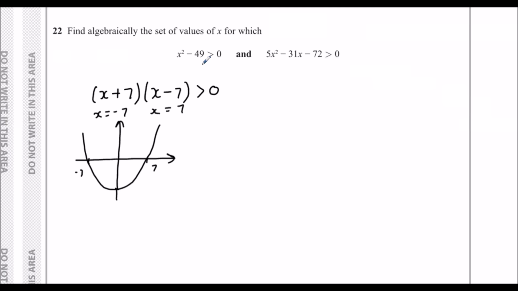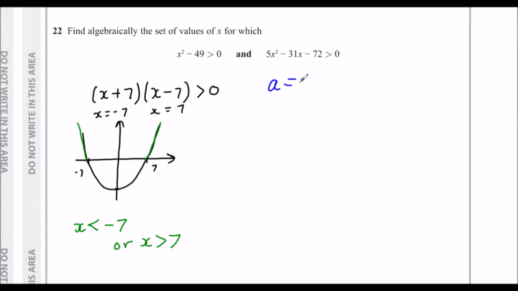So where is this graph bigger than 0? What does x have to be for the graph to be bigger than 0? x has to be less than negative 7, or x would have to be greater than 7. Anything in between negative 7 and 7 is less than 0. It's beneath the x-axis. How about our other graph? So we could use the quadratic formula, or we could try and factorize it.